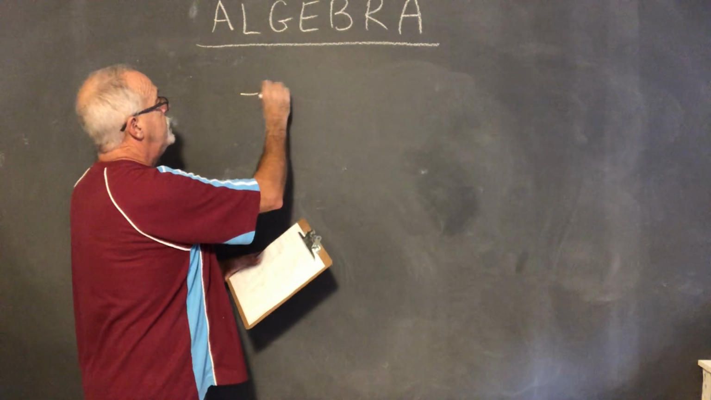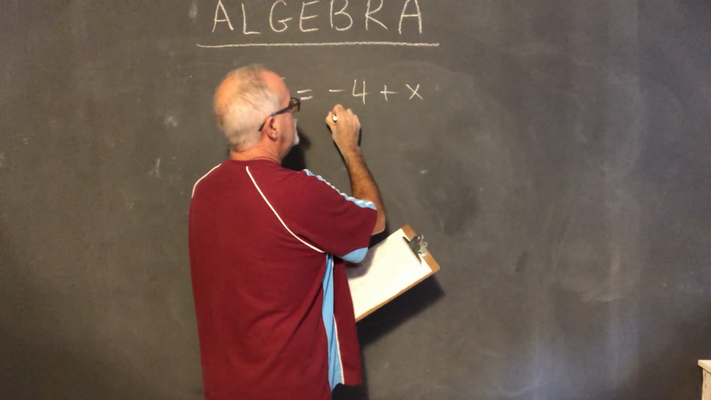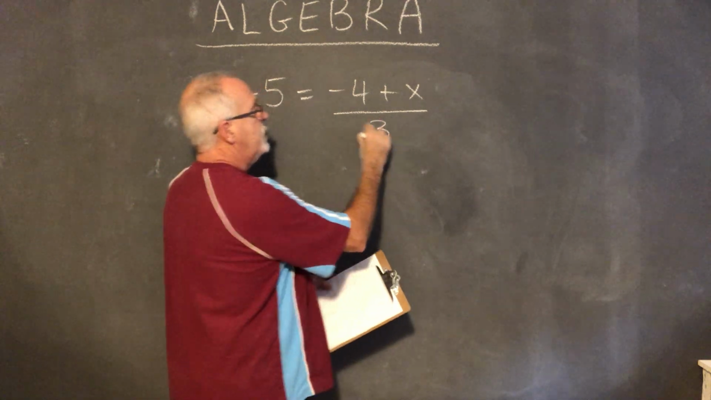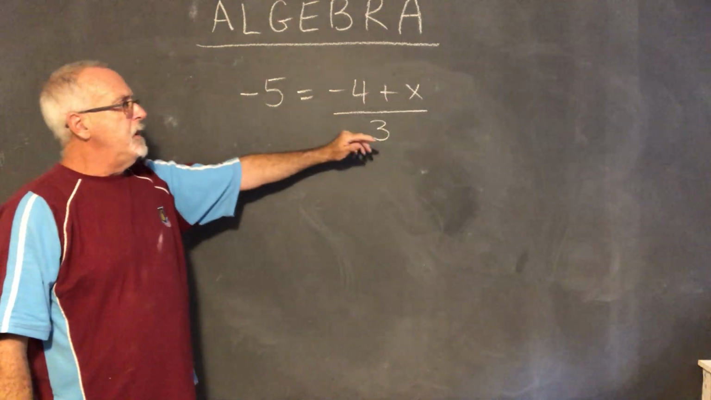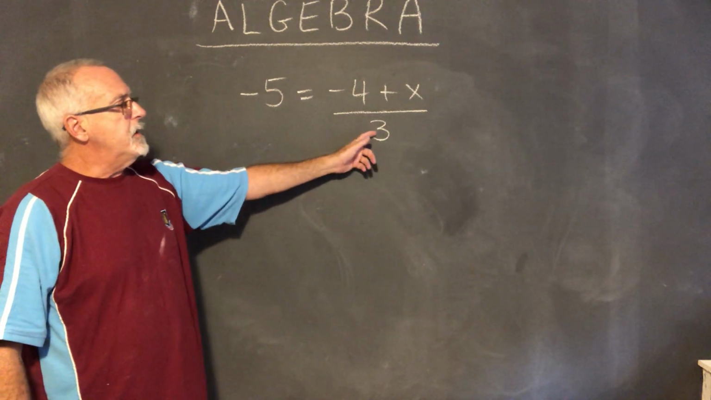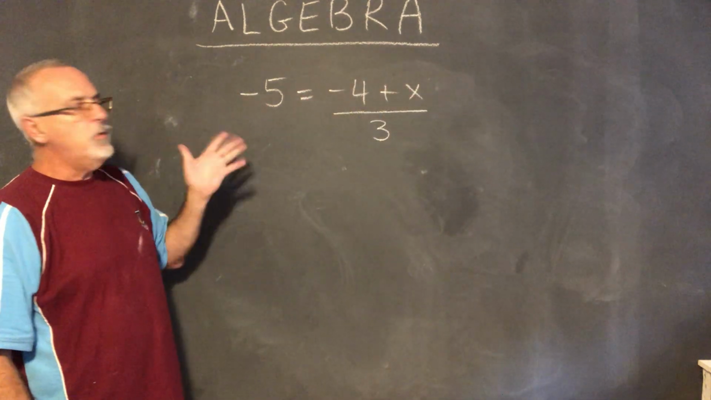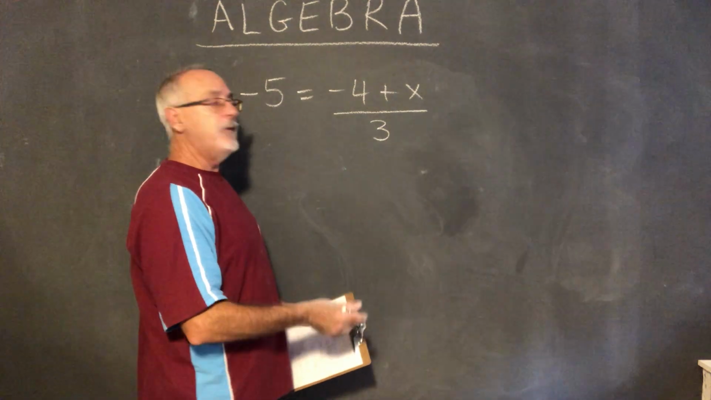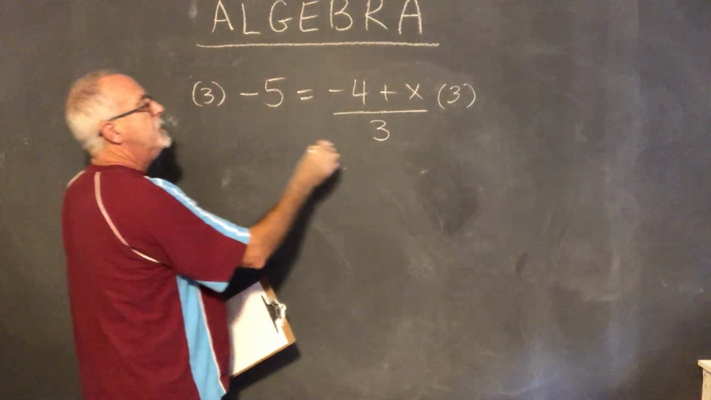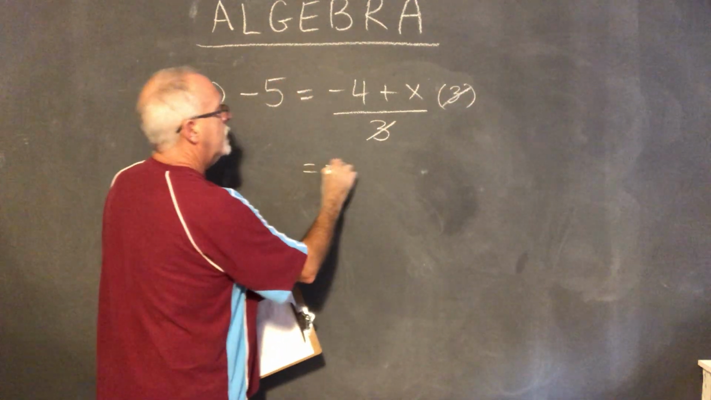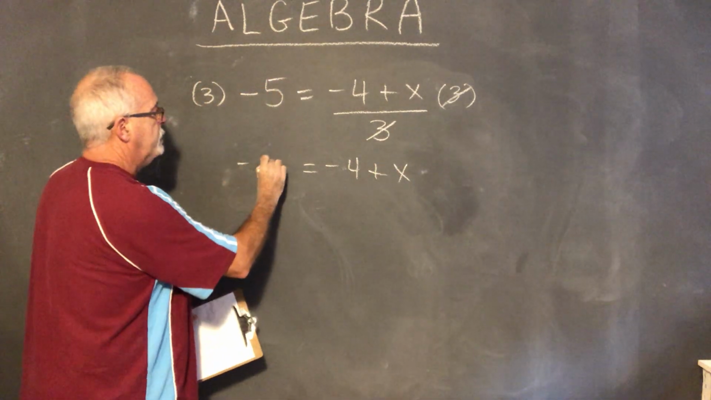Okay, negative 5 equals negative 4 plus x, which is all in a big numerator in a giant fraction, divided by 3. We see the x has two numbers with it. We want to get rid of them, but we can't do it all at once. We want to get rid of the 3 first, because that's what makes us need the big fraction. If we get rid of the 3, we won't need the fraction anymore. The opposite of dividing by 3 is multiplying by 3, so I multiply both sides by 3. These cancel. Negative 4 plus x no longer needs to be written in a fraction. 3 times negative 5 is negative 15.